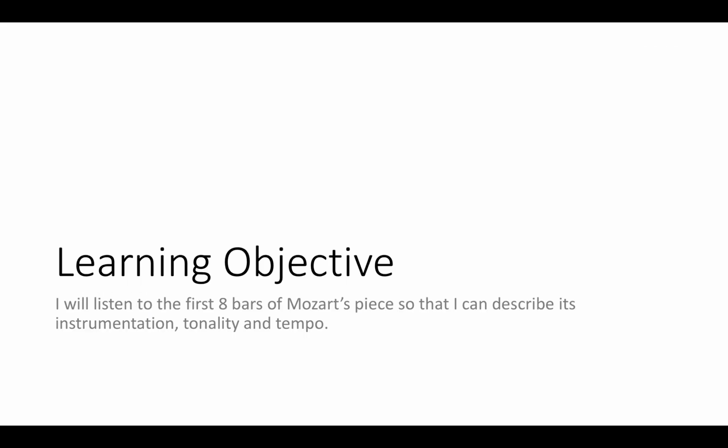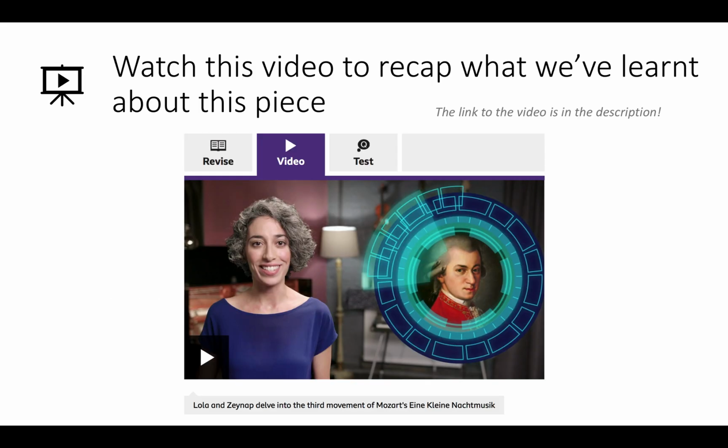In today's lesson, we're going to listen to the first 8 bars specifically of Mozart's piece that we've been looking at, so that we can describe its instrumentation, tonality, and tempo. So first of all, I'd like you to watch this video, the link is in the description box below, to recap what we've learned about this piece. You might like to also remind yourself of how the piece goes, so I've linked the piece in the description box below as well, so you can go and listen to that. So pause the video now and do those things.